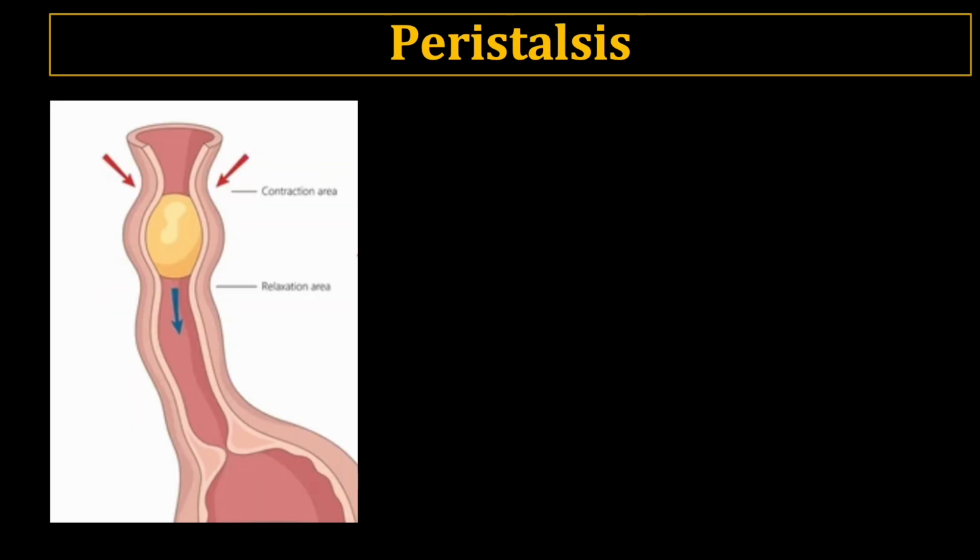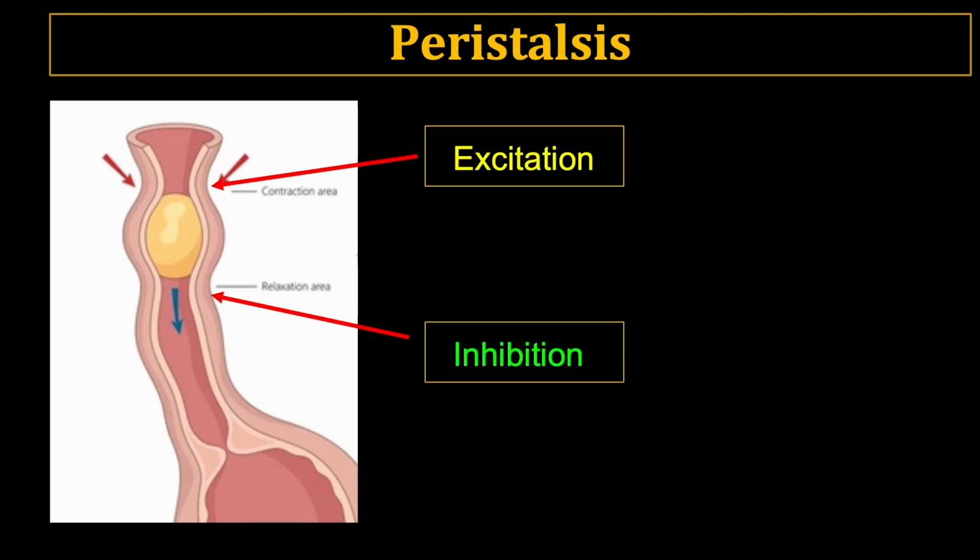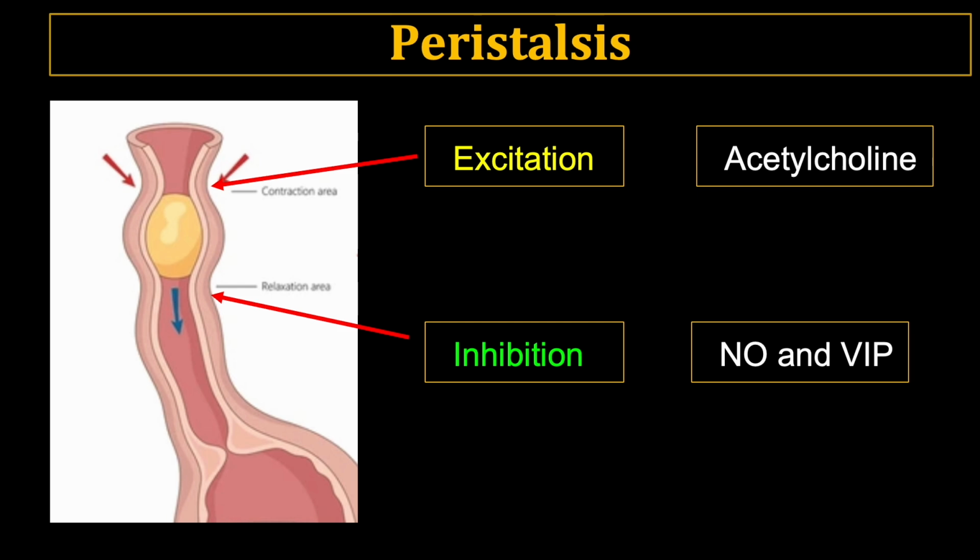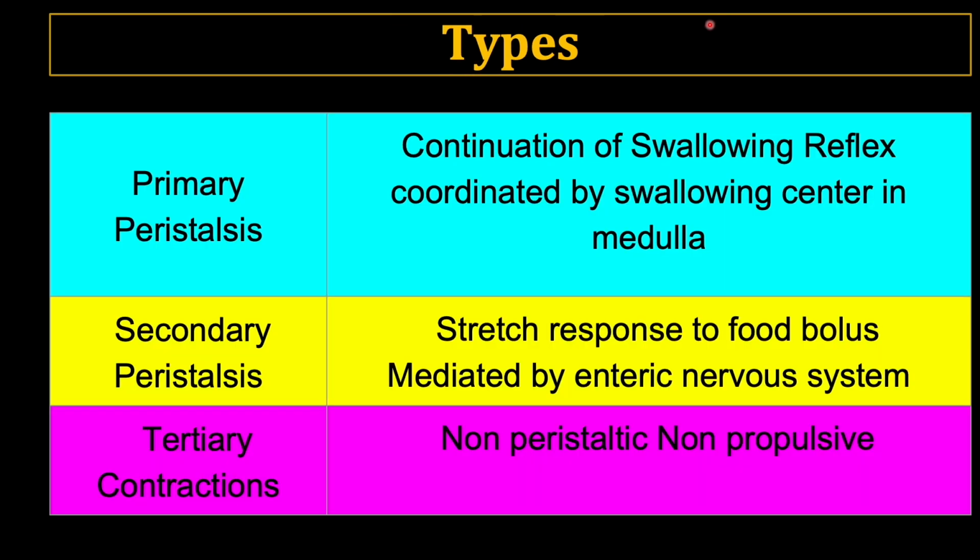Peristalsis refers to a series of involuntary wave-like contractions that propel the food bolus in the digestive system. This delivery of the food bolus across the digestive system is brought about by sequential inhibition and excitation around the food bolus. The inhibition is brought about by neurotransmitters like nitric oxide and vasoactive intestinal peptide, and excitation for muscle contraction is brought about by acetylcholine. Three types of peristaltic waves have been described.